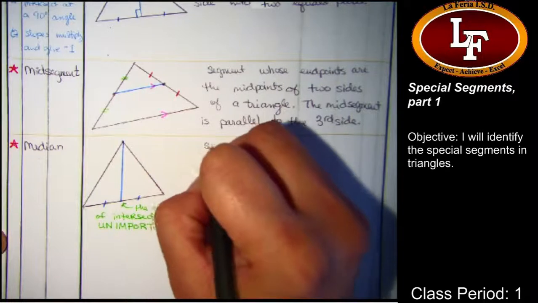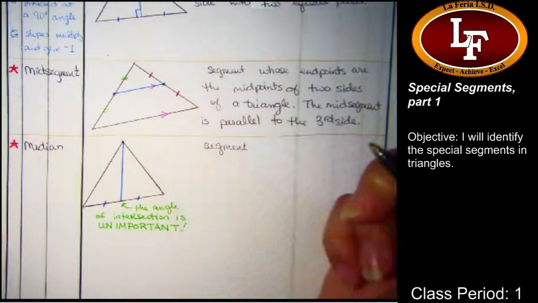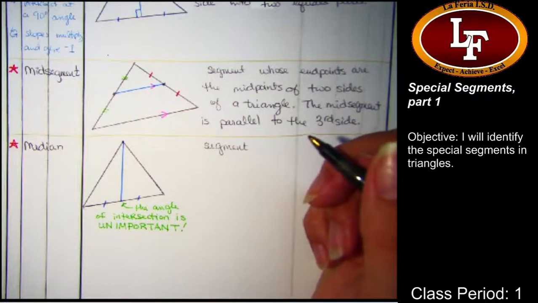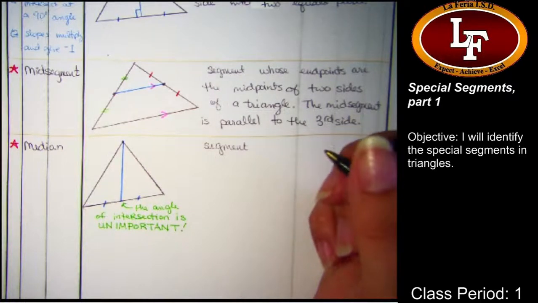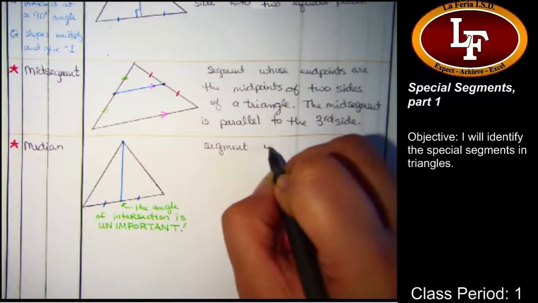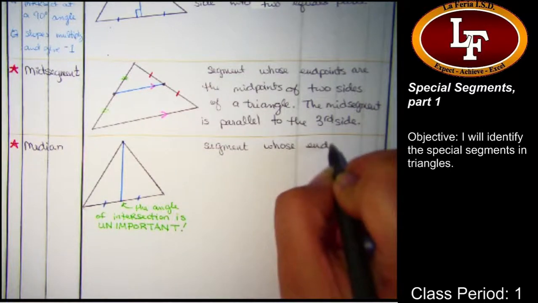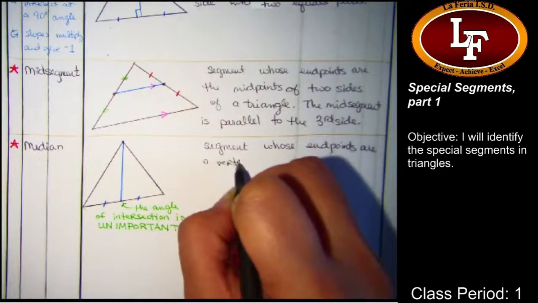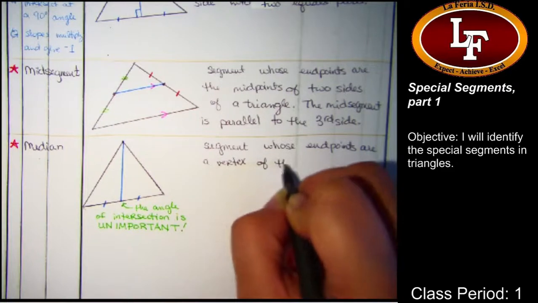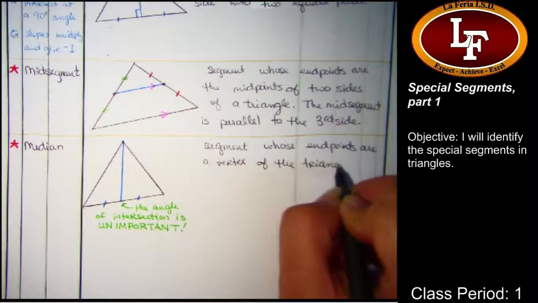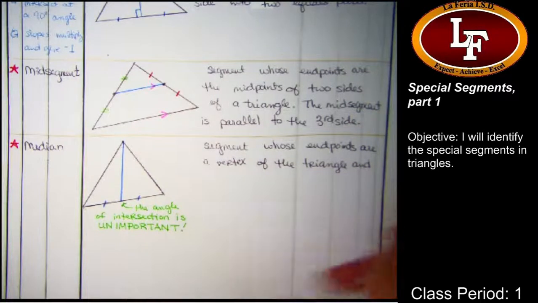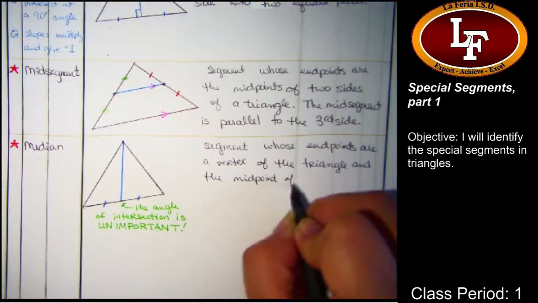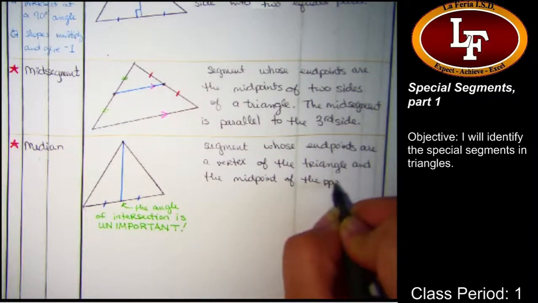So in words, a median is, now please be careful with median, right? Because it kind of sounds like from algebra, right? Mean, median, mode. Remember all those? This is a geometric median, okay? It's a segment whose endpoints are a vertex of the triangle and the midpoint of the opposite side.